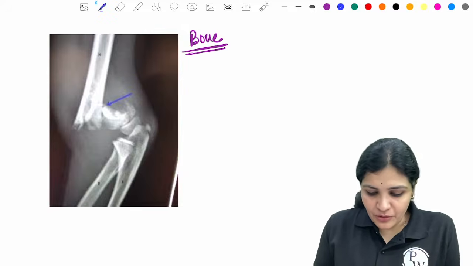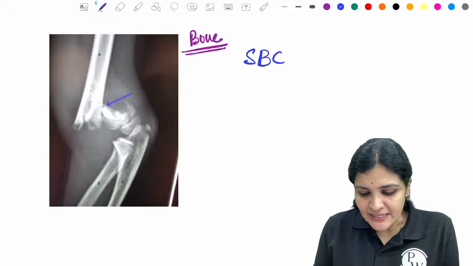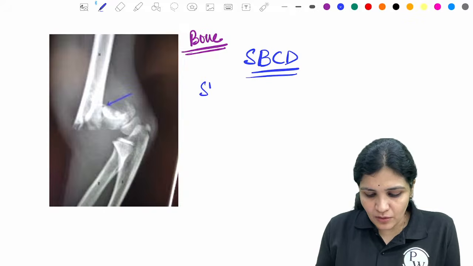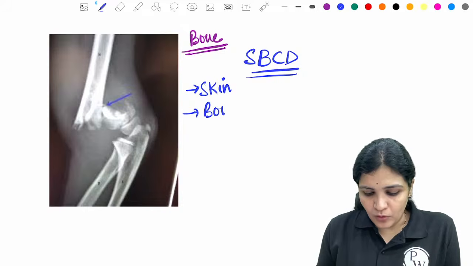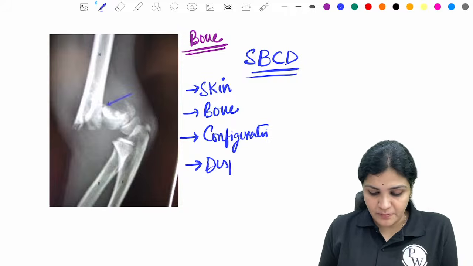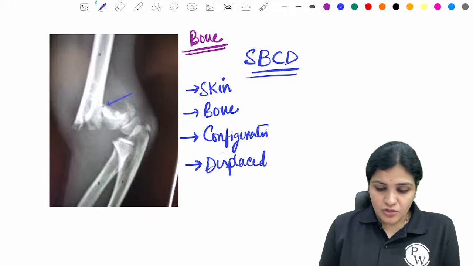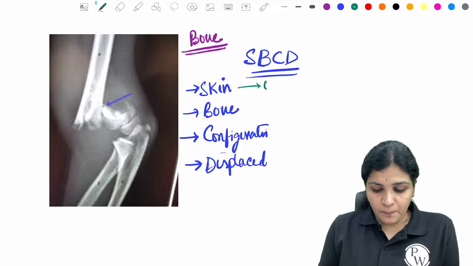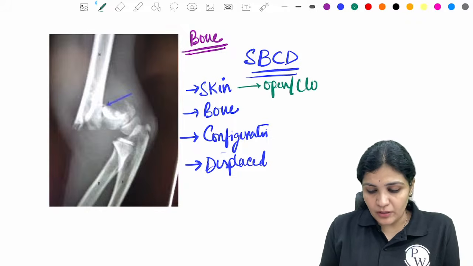So I'll tell you, you have to have the S, B, C, D. So first, always look clinically, that is skin. Then comment on the bone, which bone you're talking about. Then the configuration of the fracture, right? And then your stability, whether it is displaced or undisplaced. Okay. So first, skin, you don't know whether this is open or closed, right? So don't comment on it.